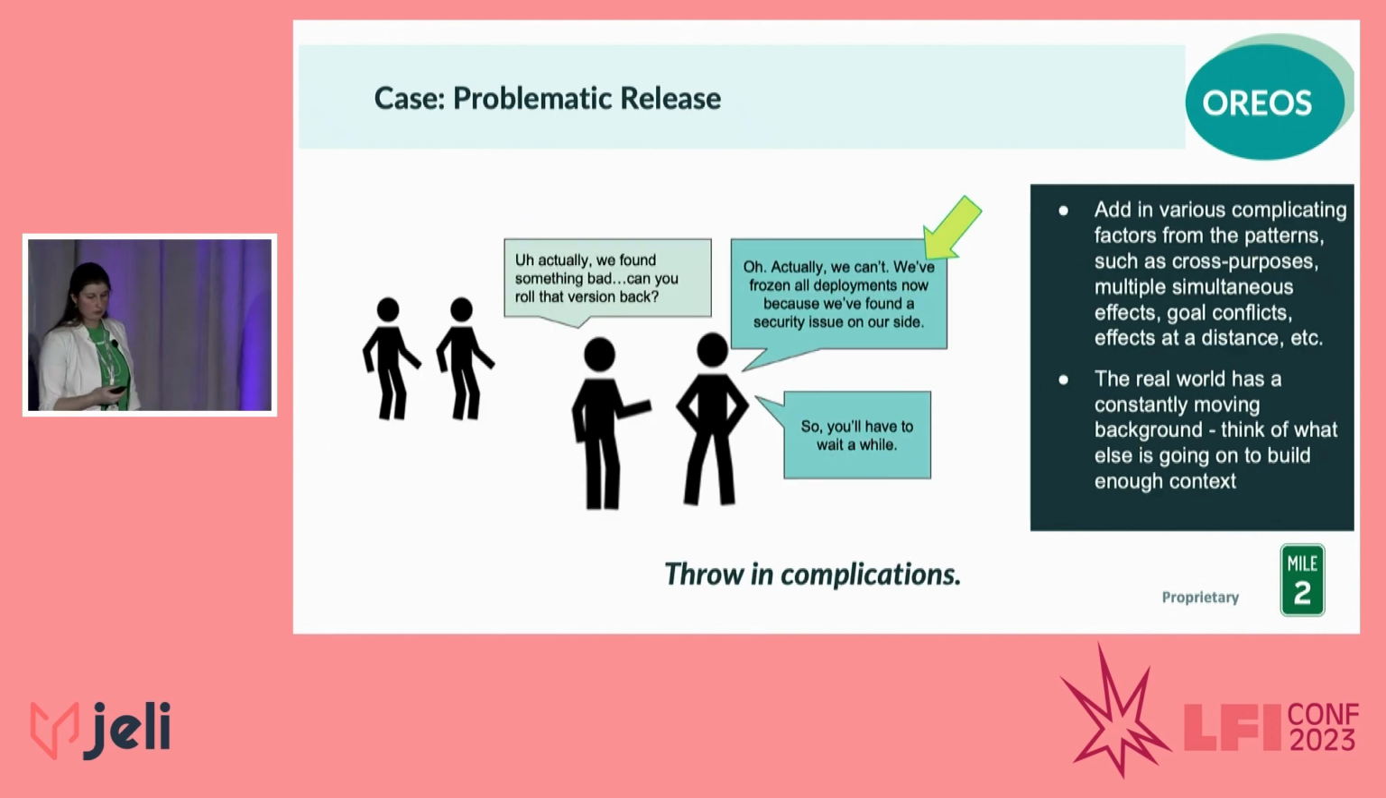The next one is thinking about complications, these patterns that we build in. How can we make this world richer, this challenge more difficult? Well, we can think about adding in other types of patterns. Some maybe working at cross purposes, maybe adding in multiple simultaneous effects that are happening, or effects at a distance. Throwing in the fact that you can't roll back the deployment, which would probably have been your first response, makes it much harder for the teams to figure out what to do next.